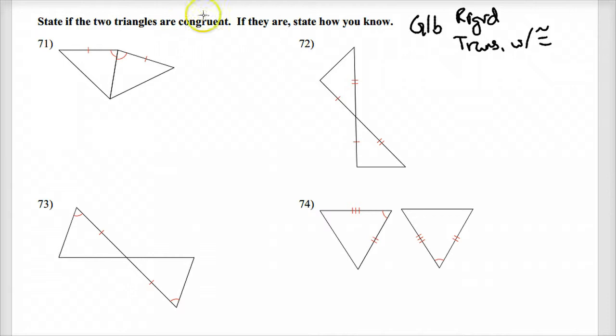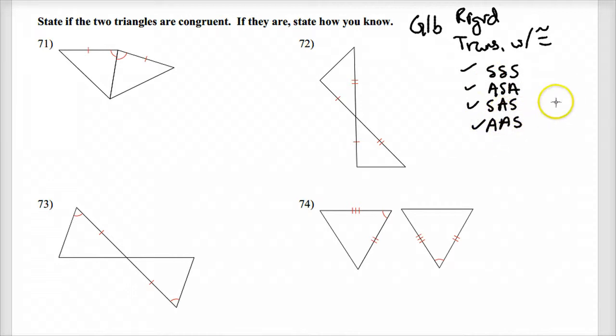Well, we have a set of postulates. We can do side, side, side. That's okay. We could do angle, side, angle. That's okay. We could do side, angle, side. So we can do like a combination alternate thing, but we need 3 items for those. And we could also do angle, angle, side, which is really kind of a subset of angle, side, angle, but it still works.